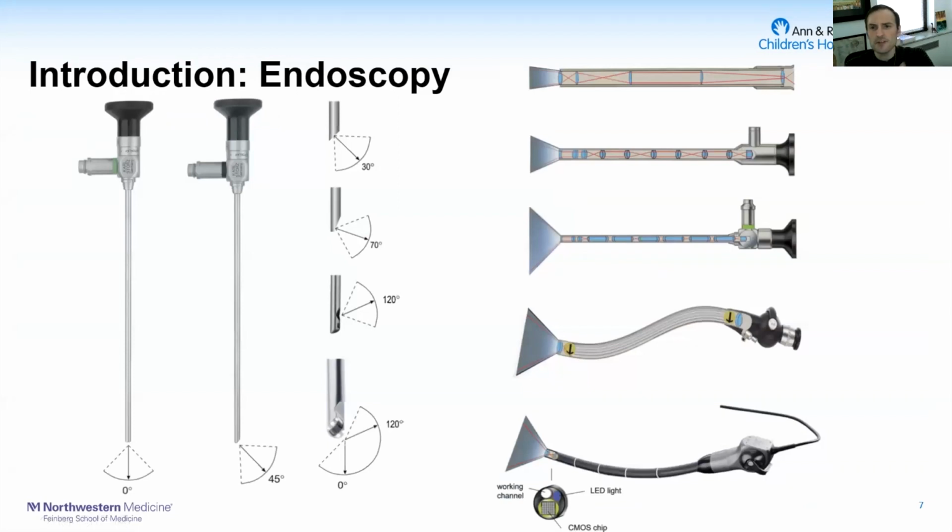And so, as I mentioned briefly before, there's lots of different types of endoscopes, both rigid and flexible. For rigid endoscopes, there's typically the 0-degree endoscope, which gives you a direct view of whatever's in front of the endoscope. There's 30-degree, 45-degree, 120-degree. There's variable angled endoscopes. Most commonly is the 30-degree, which gives you a view that's 30 degrees behind the endoscope, so to speak.